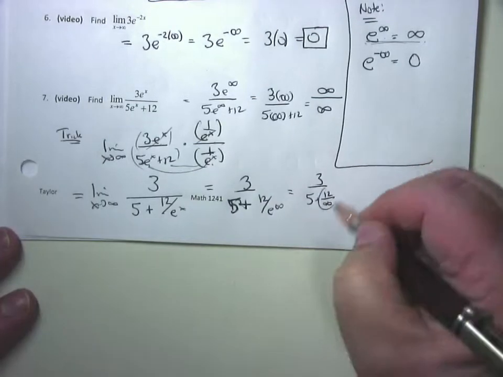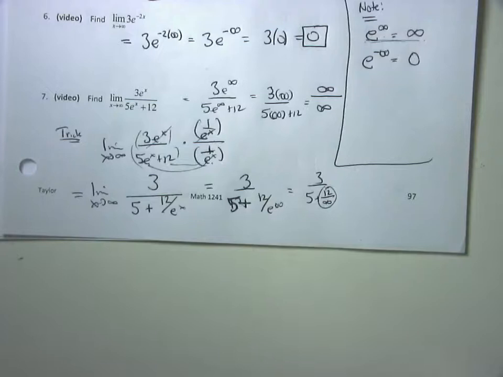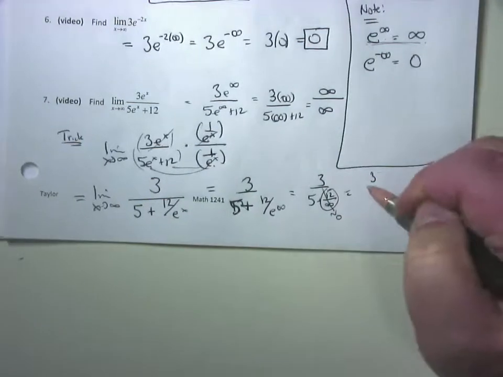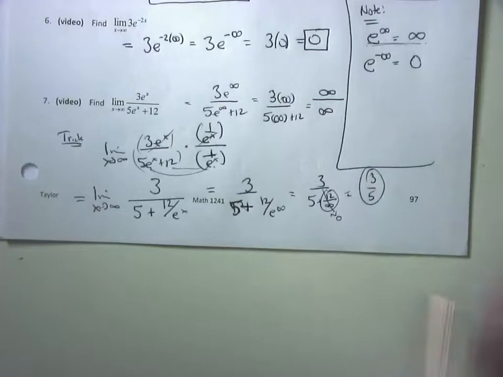But wait a minute. This is one of our exponential properties from chapter 1.6. When the denominator goes to infinity, the overall fraction goes to what? What's 1 over a billion? A billionth. What does it go towards? 0. So you're left with 3 over 5. That's just 3/5. Does that make sense? Questions?